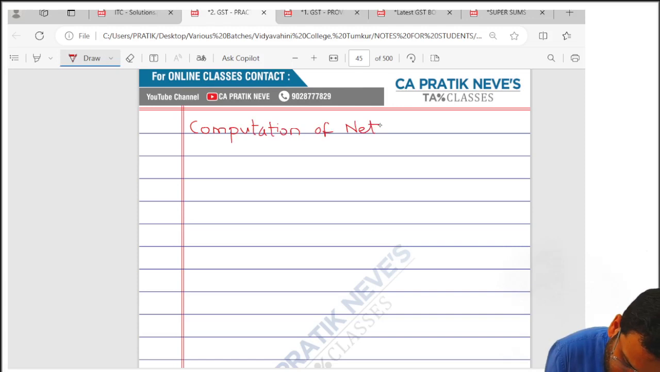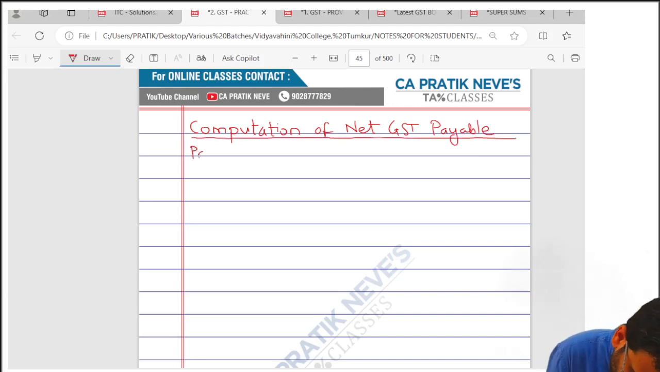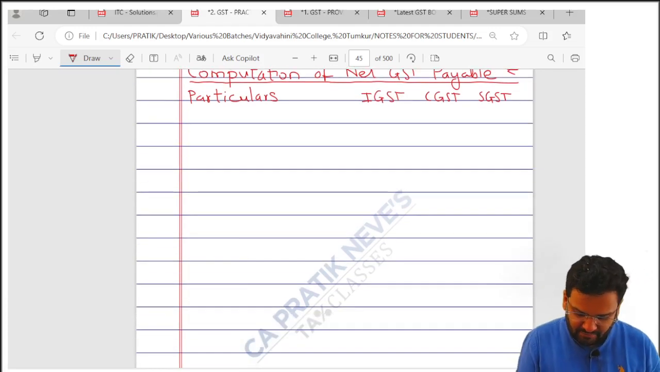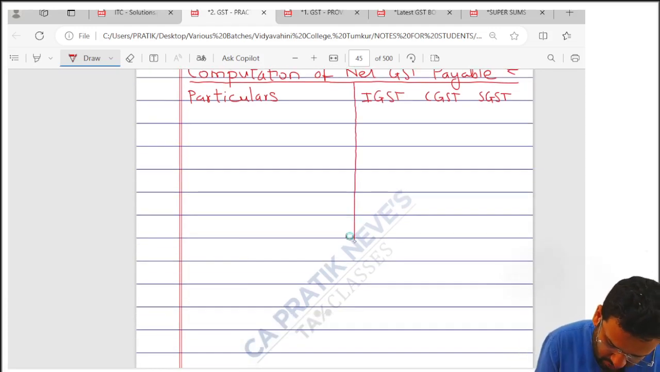Computation of net GST payable. Particulars: IGST, CGST, SGST. Never forget figures in rupees. Please tell me what are the intrastate sales?